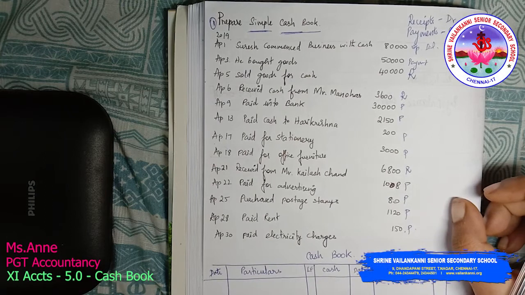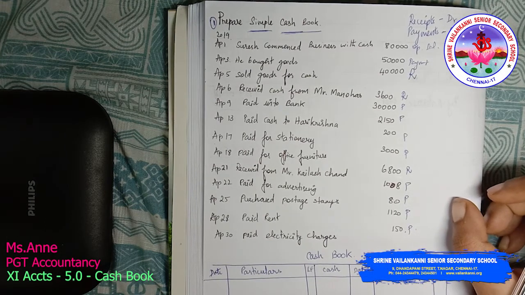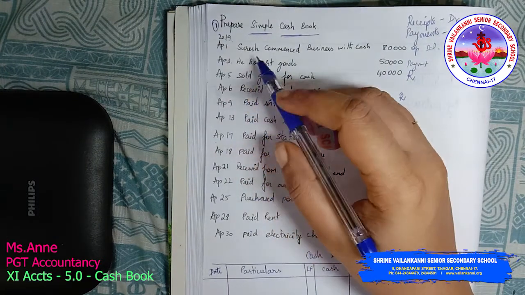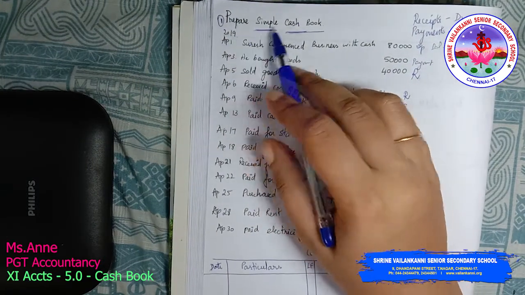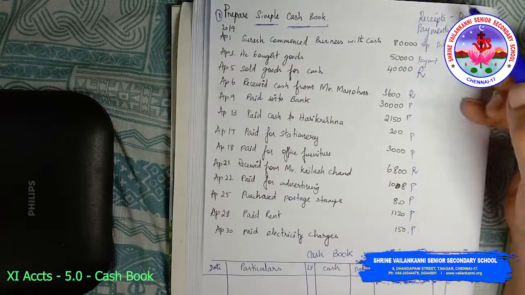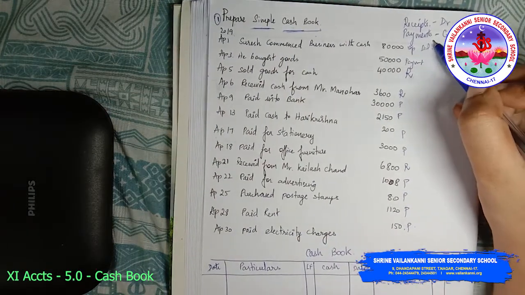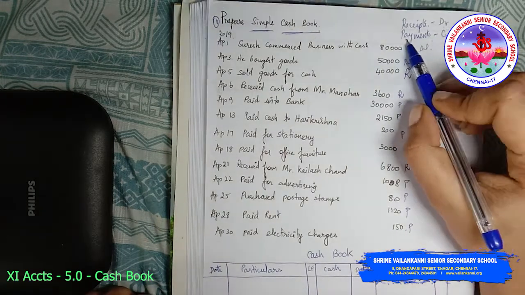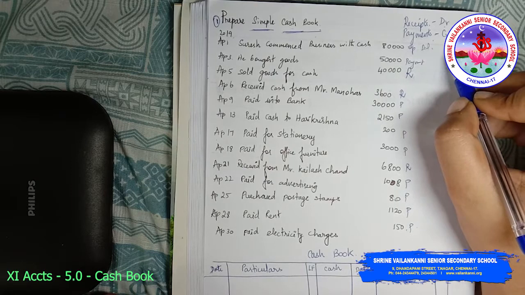In this session we are going to discuss a simple cash book. I have taken one illustration, one exercise problem: prepare a simple cash book. As far as the cash book is concerned, we have to identify what are the receipts and what are the payments. The receipts will be posted on the debit side of the cash book and payments will be posted on the credit side of the cash book.